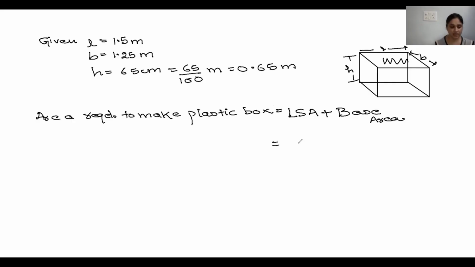So lateral surface area, we each one of us know that is 2h(L plus B). And what is the base area बच्चा? बेस एरिया के लिए अगर मुझे चाहिए, सो बेस में जो मेरे पास डायमेंशन है दैट इज लेंथ एंड ब्रेथ, हाइट तो है नहीं. सो दिस विल बी L into B. So what I'm going to do? I'm going to put all the values.